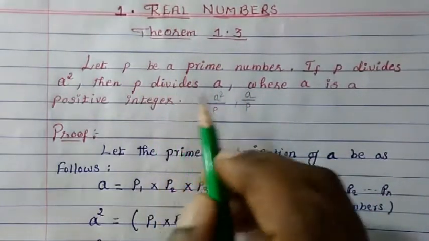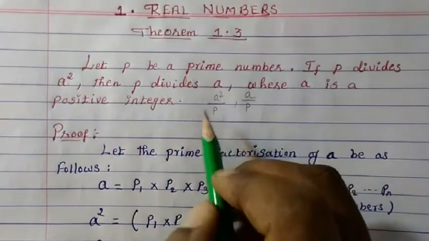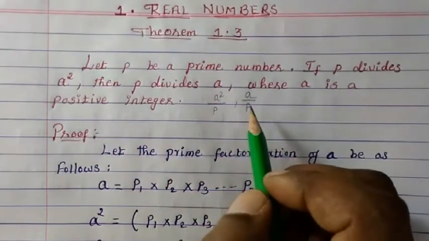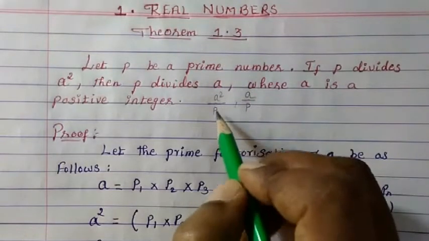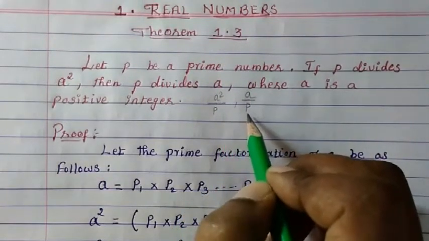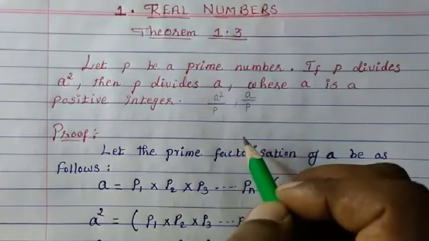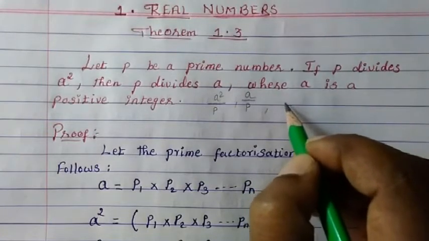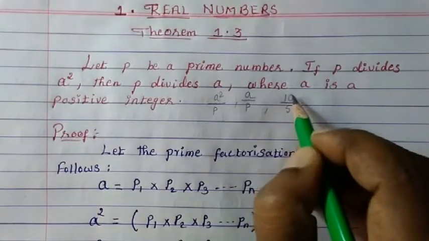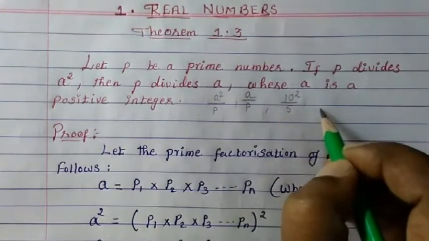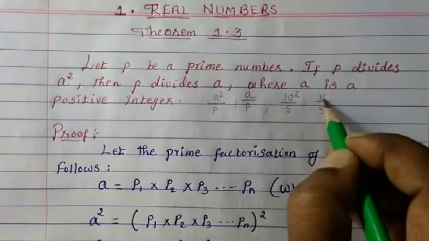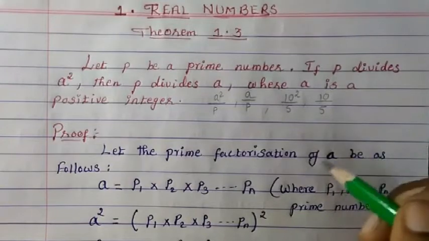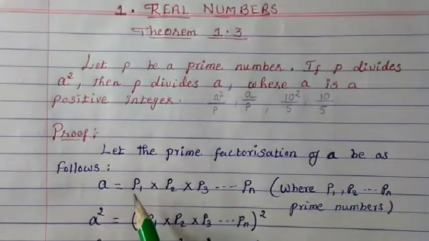So what the theorem says: P is a prime number and A is a positive integer. So if P is dividing A square, then P also divides A. In the easiest way, I can tell you that if 5 is dividing 10 square, then 5 also divides 10. This is the theorem we have to prove.